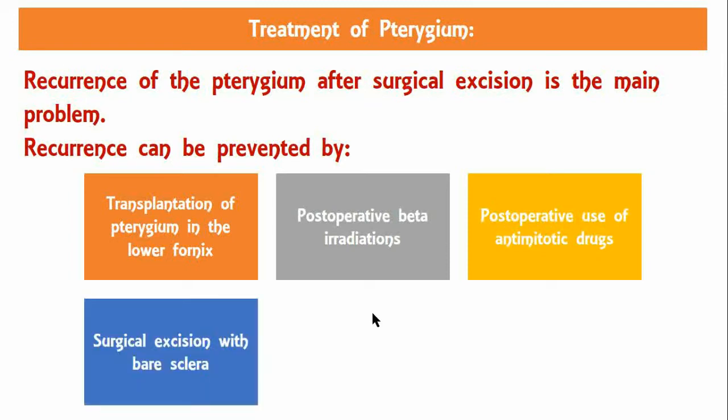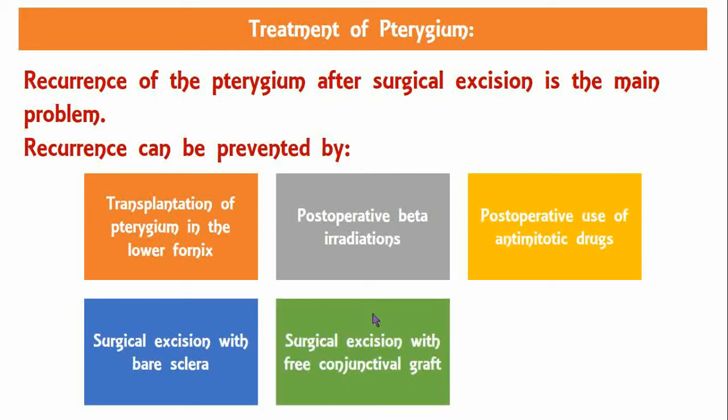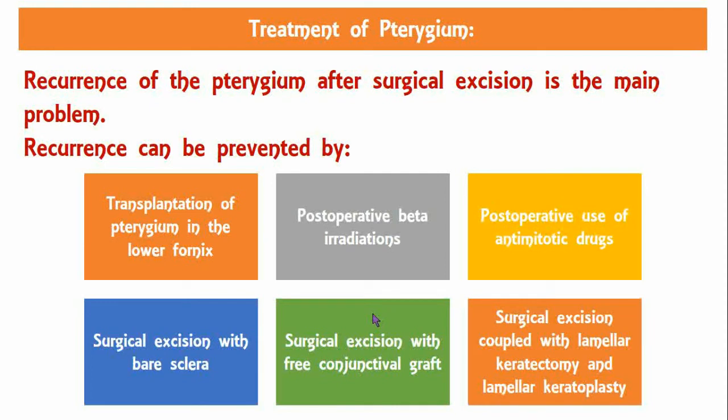Fourth is surgical excision with bare sclera. Fifth is surgical excision with free conjunctival graft taken from the same eye or other eye is presently the preferred technique, and sixth is, in recurrent recalcitrant pterygium, surgical excision should be coupled with lamellar keratectomy and lamellar keratoplasty.